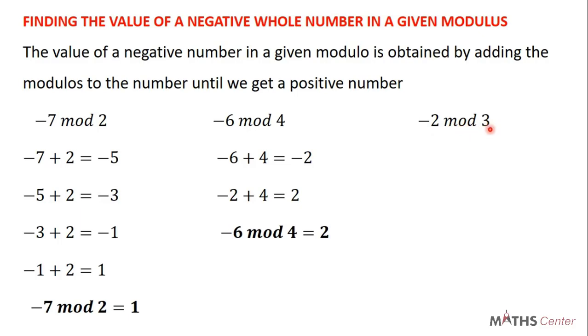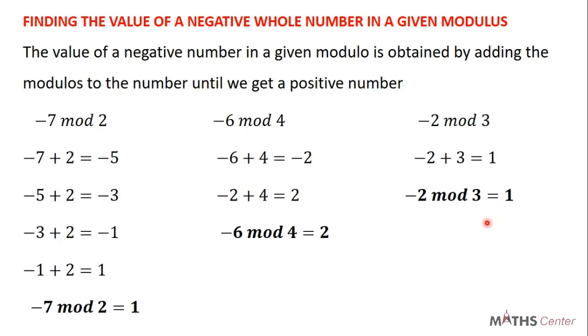Let's consider another example. Negative 2 mode 3. We want to find the value of negative 2 in mode 3. We have seen that to find the value of a negative whole number in a given modulus, you add the modulus to the number until you get a positive number. So here we are going to add the modulus to negative 2. The modulus is 3, so you have negative 2 plus 3. Negative 2 plus 3 is giving us 1, so we have a positive number here. It means that the value of negative 2 in mode 3 or negative 2 mode 3 is equal to 1.